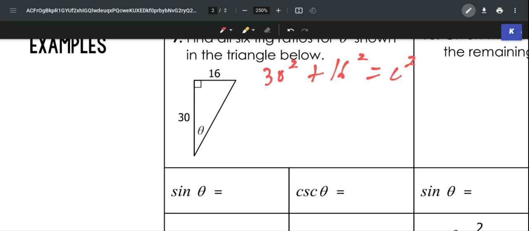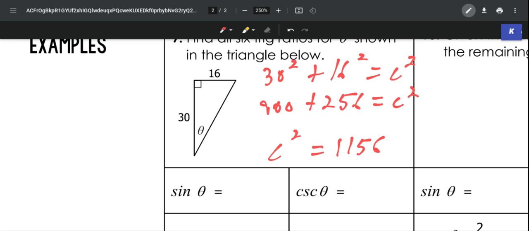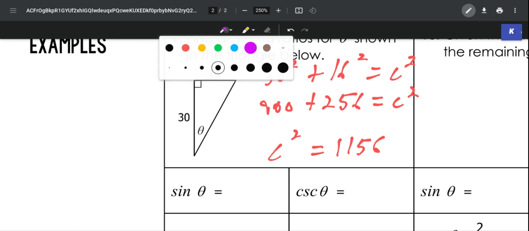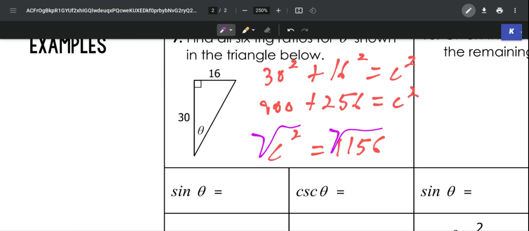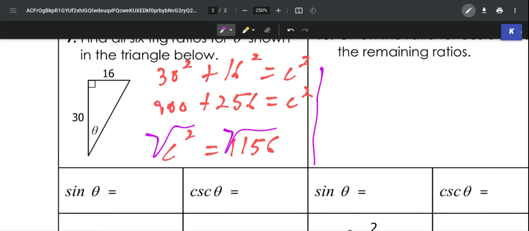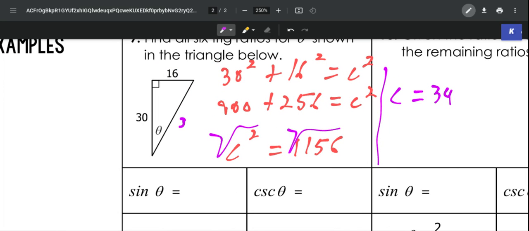So what you'll end up with is 900 plus 256 equal to c squared. So then c squared is going to be equal to 1,156, and then we've got to take the square root of both sides. If we take the square roots of both sides, we get c equals 34. So that just means that our hypotenuse here is 34. So now we're good to go.